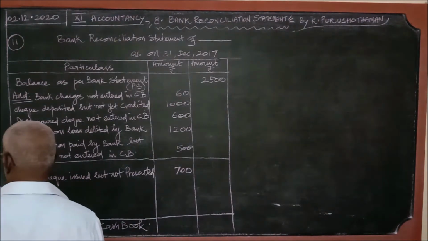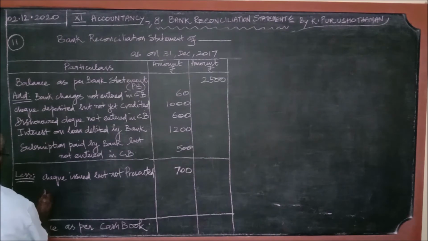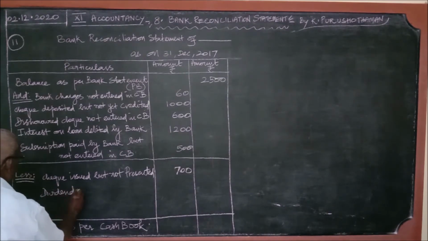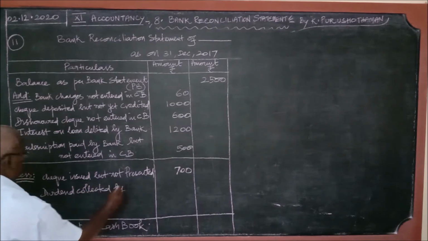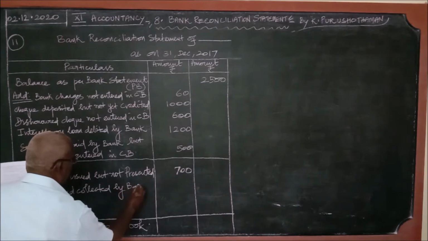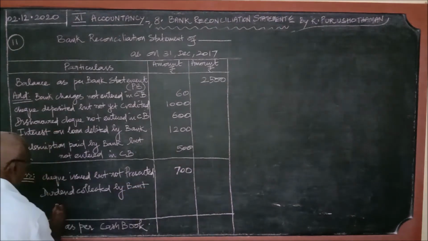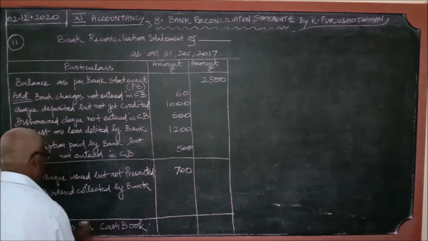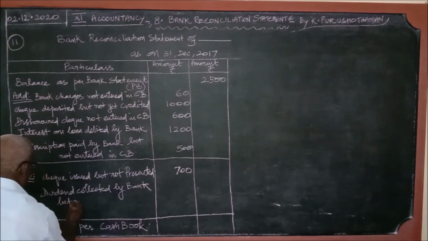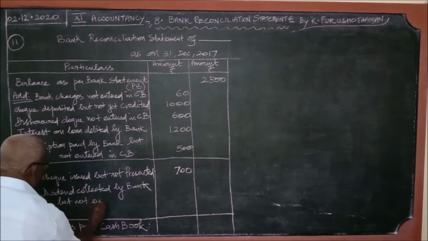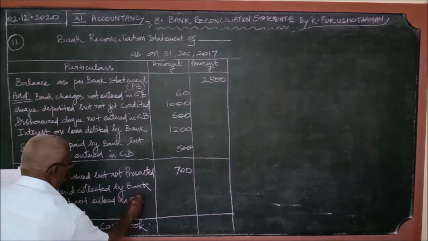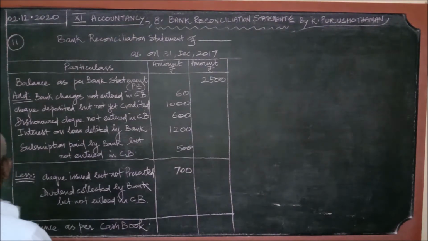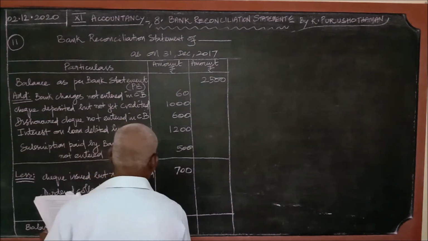Dividend collected by bank, but not entered in the cash book. The amount is 400.